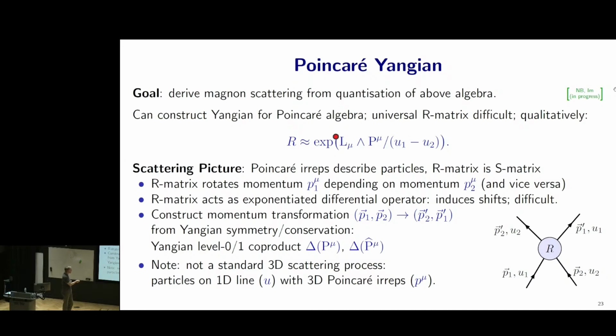Now, this is a bit difficult to actually compute. So we thought, okay, we can just look at the coproduct in this Yangian, which takes a fairly standard form, and derive some relations on these momenta. And actually, these give you 6 relations on 6 unknowns, so you can determine the outgoing momenta from the incoming momenta without actually touching the R matrix. In this way, you find a certain transformation of the momenta that this R matrix should generate.